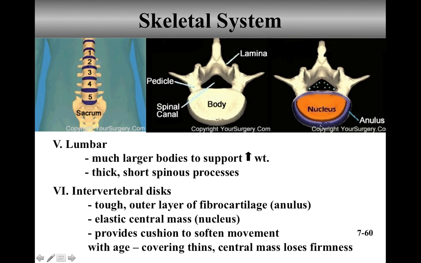And what you get is this purple in this diagram is what's called the annulus. And the annulus is really tough, shock-absorbing fibrocartilage. Really tough stuff. Now this central mass performs a bit more of the cushion function. And we call this the nucleus. Not surprising, right? The thing in the middle is called the nucleus. Anyways, with age, this covering can thin, and that central mass will lose its firmness, and you're not quite as good at absorbing shock as you used to be. But this is cushioned for soft movement.